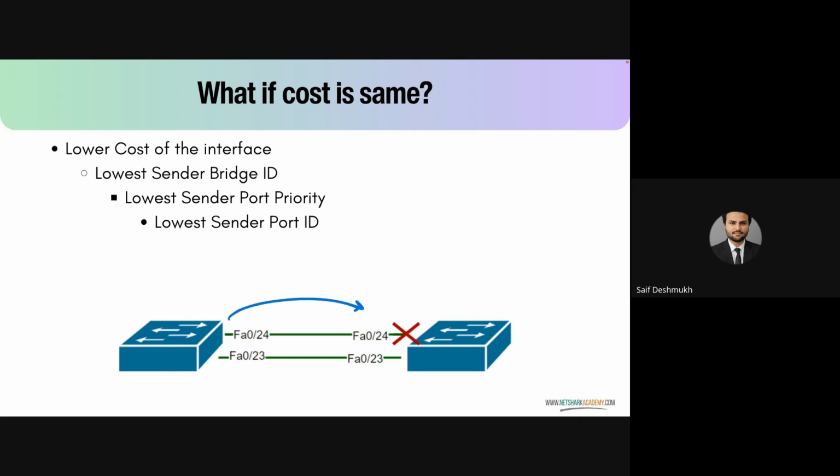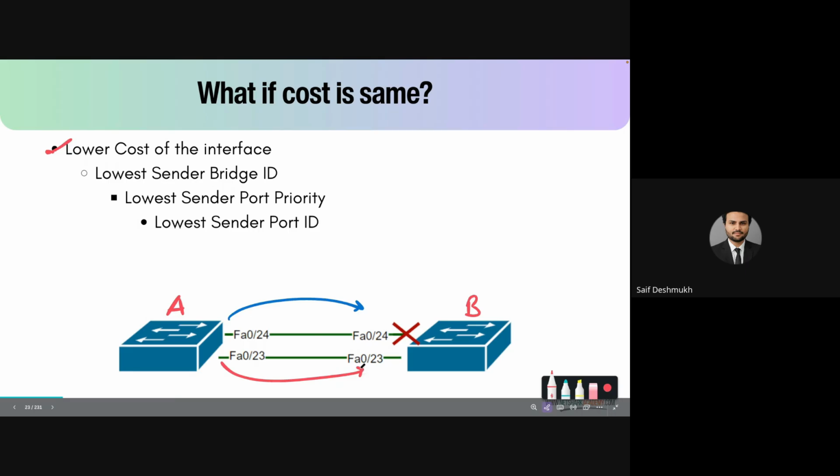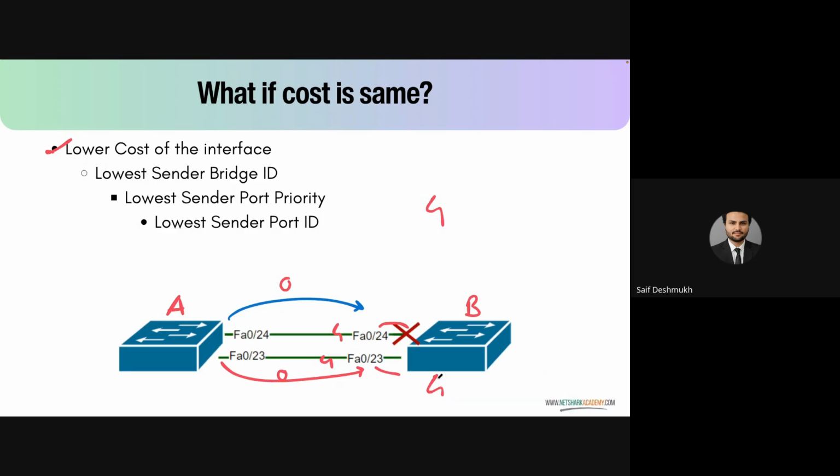But what if the cost is the same? We understood the lower cost is the root interface, root port. But in cases like this, where this is switch A and this is switch B, and both interfaces are sending the root BPDUs, each having the cost of 0, and the local interface will have a cost of 4. That means the total cost on both sides is going to be 4. The cost is the same. How do you find out? Without a root port, you will not move forward.